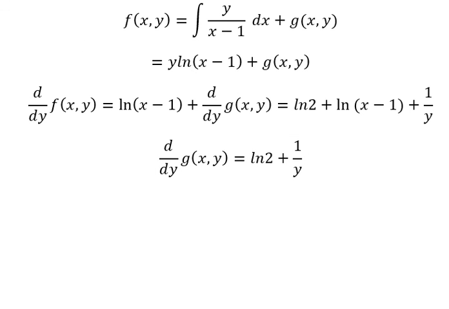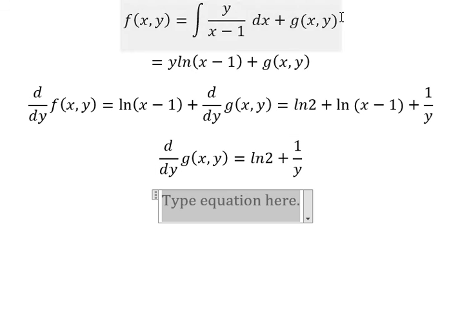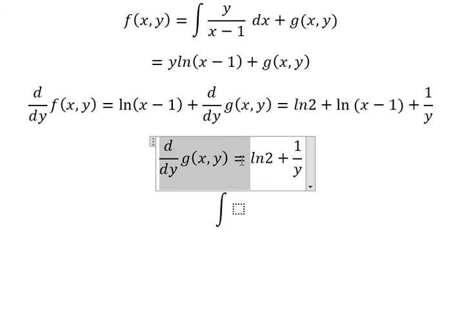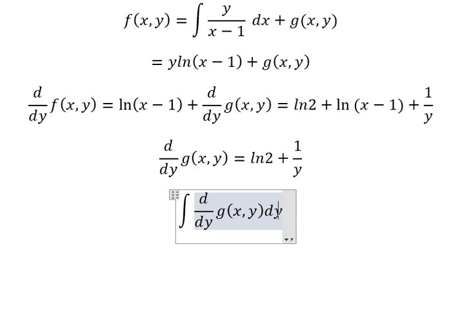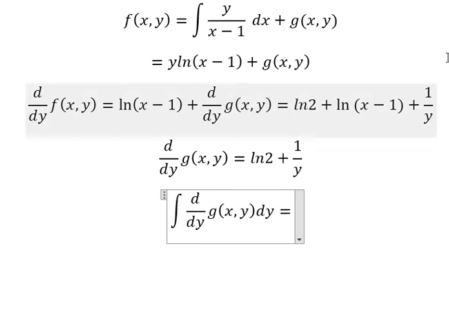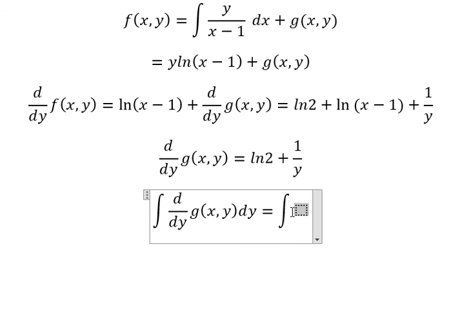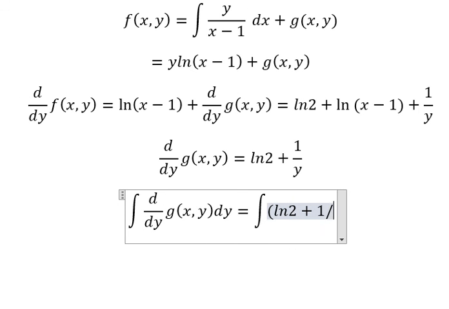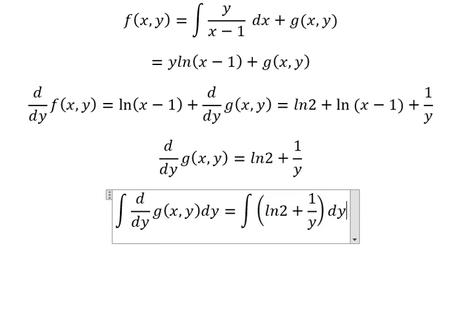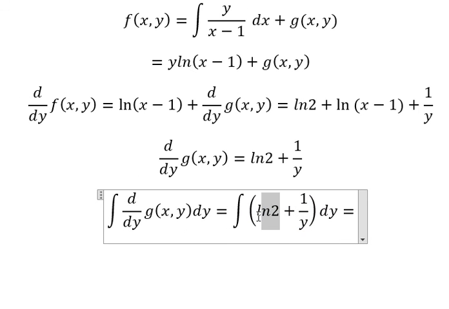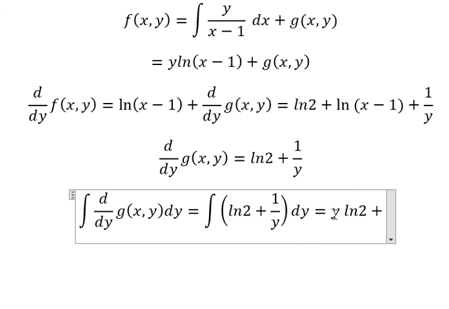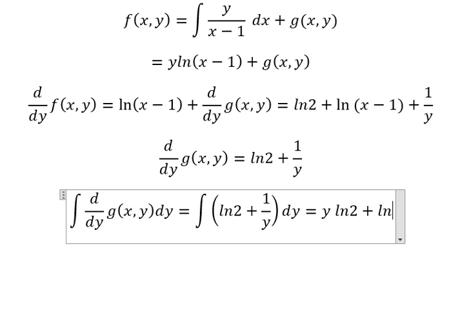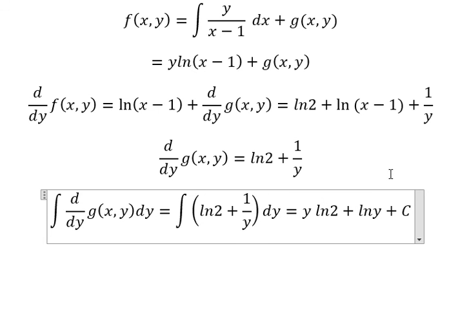Next, we put the integration for both sides. This is the constant. The integration of the constant, you get y. The integration of 1 over y, we have ln y. And we put c.